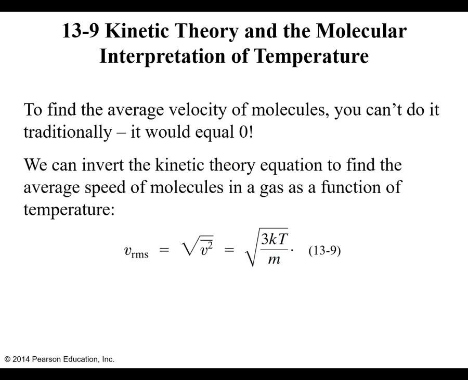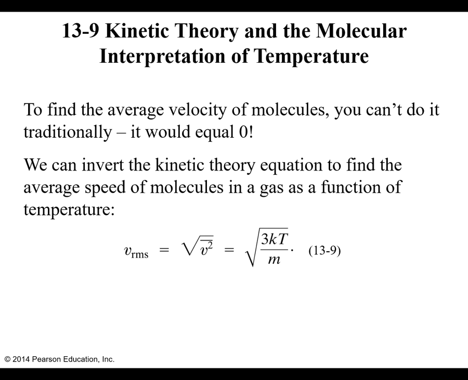Now, what if we wanted to find the average velocity of the molecules, not just the average kinetic energy, but the average velocity of the molecules? You can't do it traditionally, because since there are 10 to the 23rd molecules in 1 mole of an ideal gas, and they're all truly random, then every time you have a molecule moving to the right at 2 meters per second, you're going to have one moving to the left at 2 meters per second. And every time you have a molecule moving one direction, there's bound to be one moving in the opposite direction at the same velocity. And so the average is going to equal 0. They're going to cancel out.